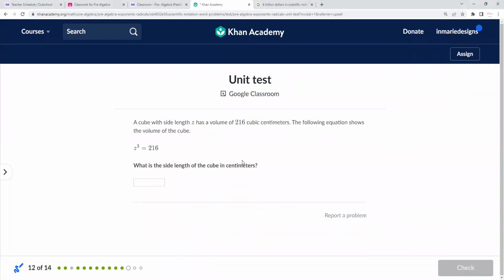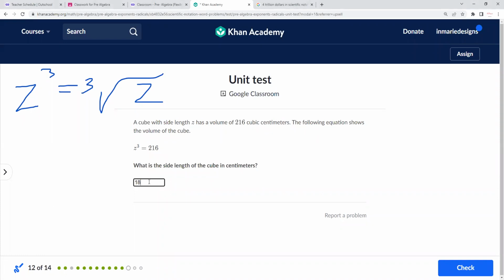A cube with a side length of z has a volume of 216. Okay, so what is the side length? Basically, exponents are kind of the opposite of, z to the third is basically the opposite of the cube root of z. So basically, what is the cube root of 216? That's what we're looking for. So you can put that in your calculator. It'll do the math for you. And I got 18 radical 6.